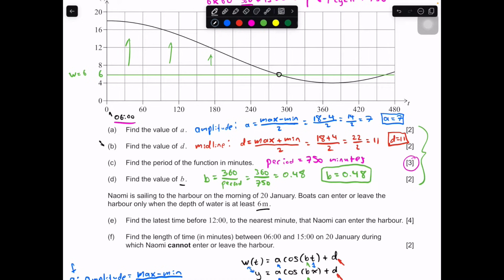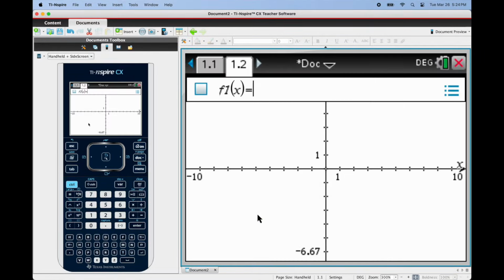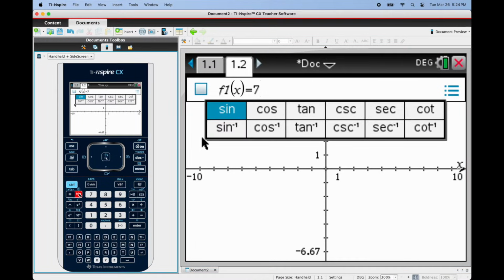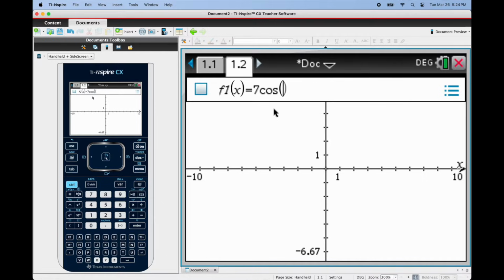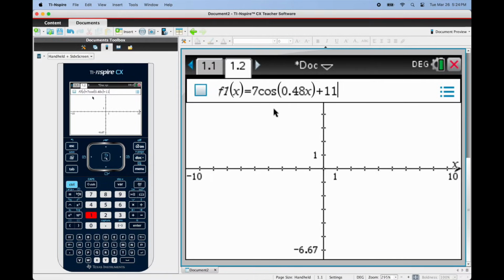Okay, so let's go ahead and look at the calculator here. Here we go. So I'll just bring a new window up. Make sure you're in degrees when you are graphing this as well. Sometimes there's a difference between the calculator window and the graphing window itself. So make sure that this is in degrees. Otherwise you'll get some, well, you're getting correct results. 7 cos 0.48x plus 11. So the calculator only takes x's, of course.